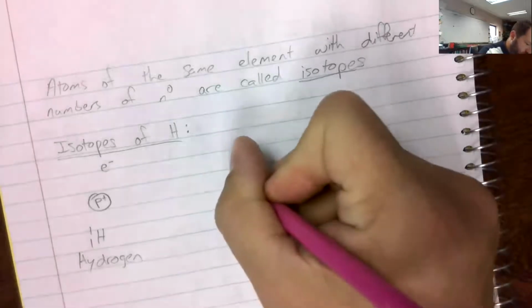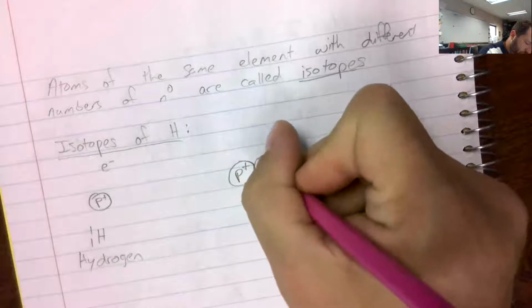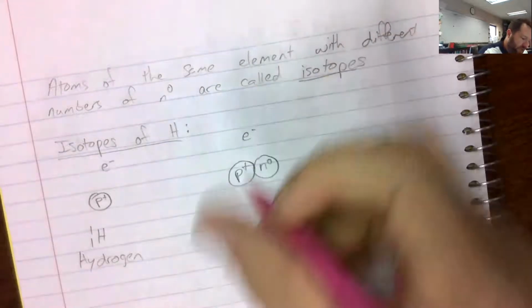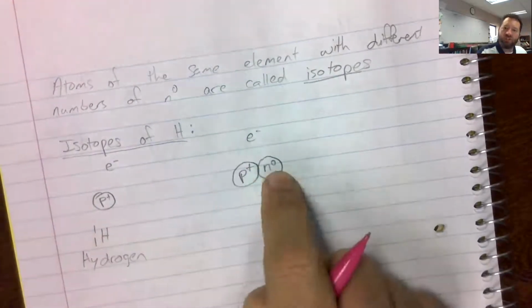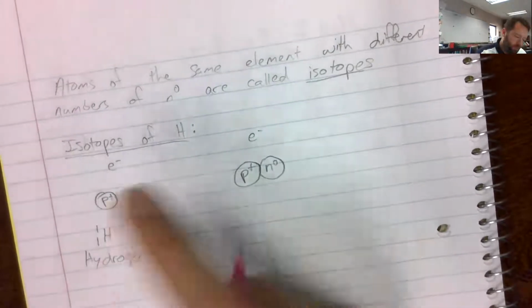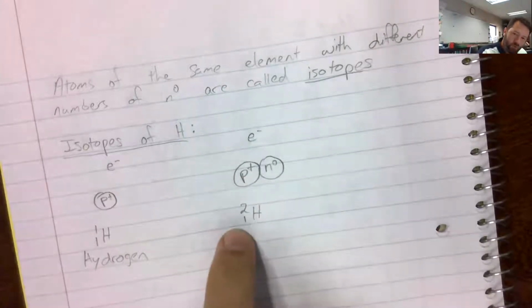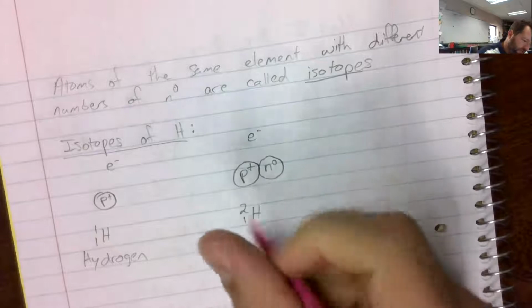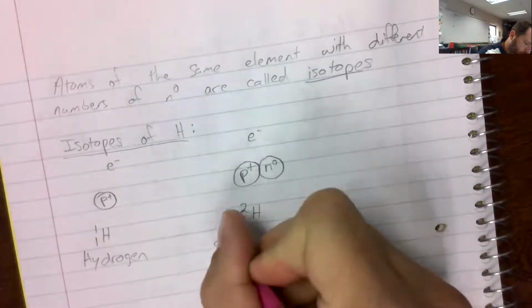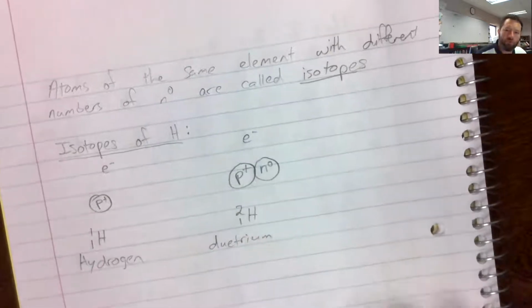All right. Let's draw another isotope. So you notice how this one has 0 neutrons and this one has 1 neutron. They both have 1 proton because they're both hydrogen. The symbol for this one is 2 over 1 H, and its name is deuterium. Deut for 2.